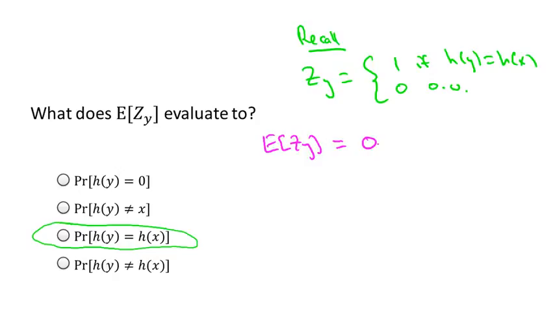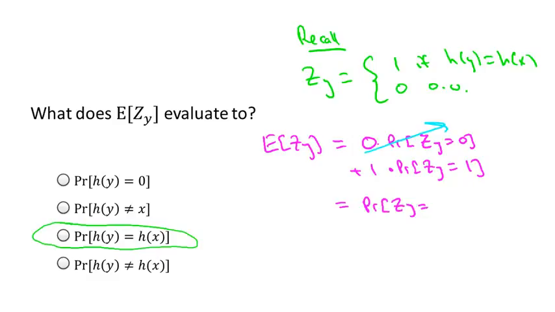So one way to compute the expected value of a 0-1 random variable is you just say, well, there are the cases where the random variable evaluates to 0, and then there are the cases where the random variable evaluates to 1. And of course we can cancel the 0. So this just equals the probability that Z_y equals 1. And since Z_y being 1 is exactly the same thing as x and y colliding, that's what gives us the answer. It's just the probability that x collides with y.